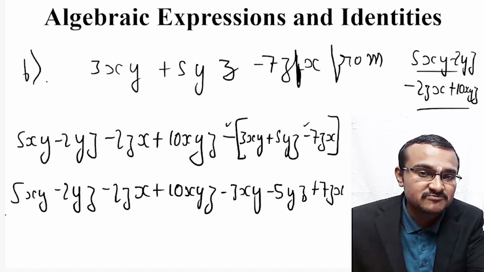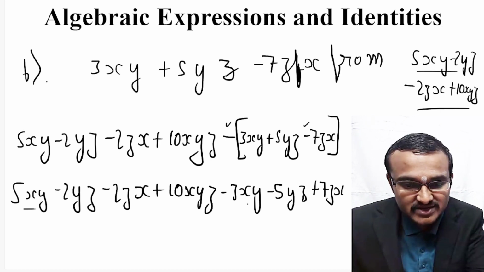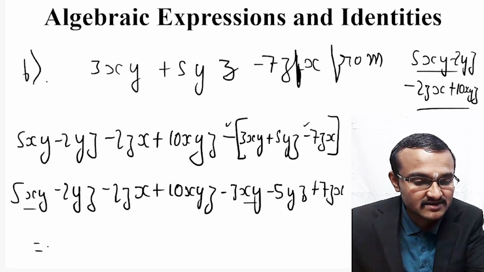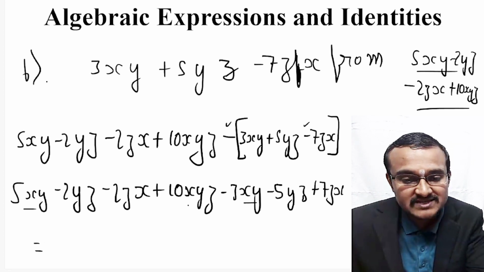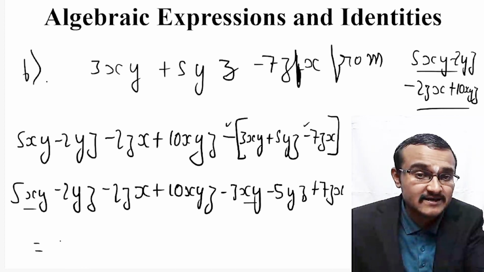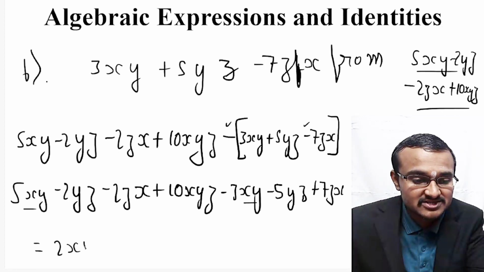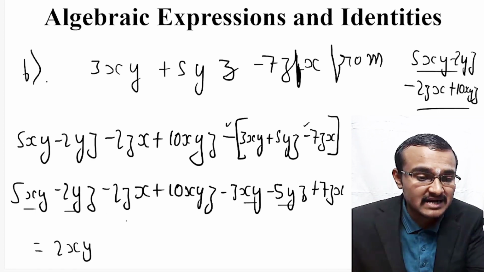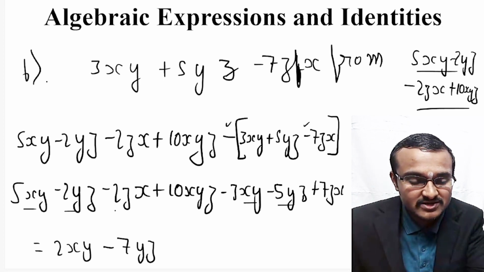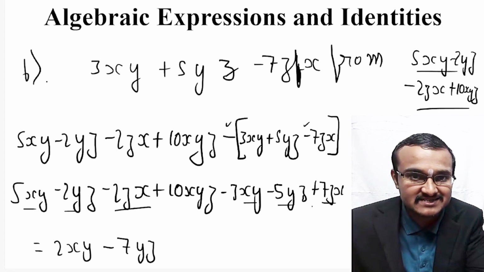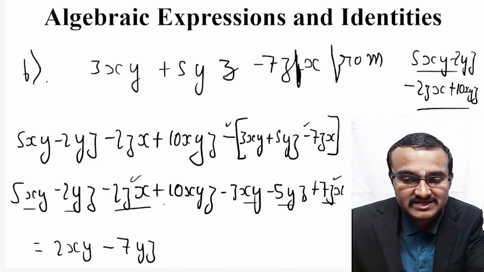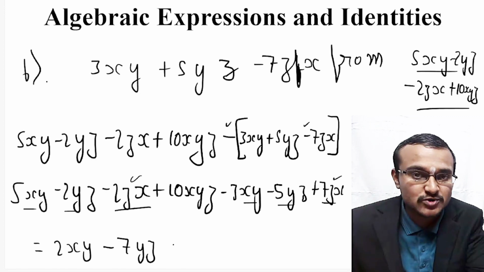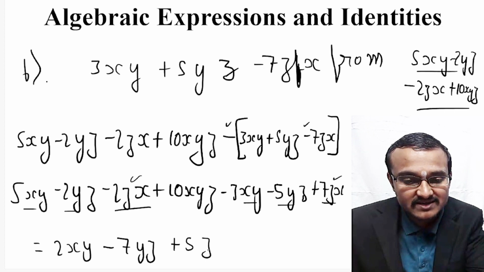So now you can compare which particular two terms have the same variables. Here you can see 5xy and 3xy have the same variables. You can perform addition between those two. So here plus 5 is there, here minus 3 is there. Plus 5 minus 3 is plus 2, so plus 2xy. Here minus 2yz is there, here minus 5yz is there. So you can perform addition between these two. Minus 2 minus 5 will be minus 7yz. So here minus 2zx is there, here plus 7zx is there. So here also zx is there, here also zx is there. You can perform addition between minus 2 and plus 7. Minus 2 plus 7 is plus 5zx.